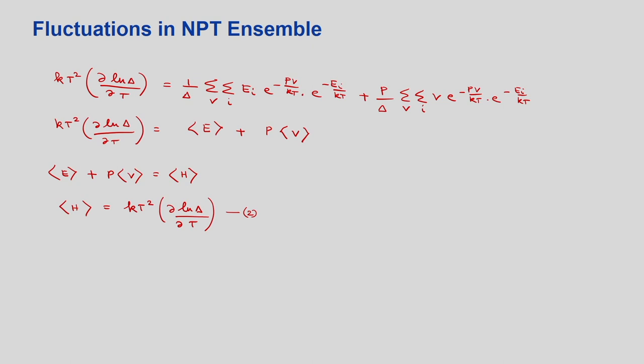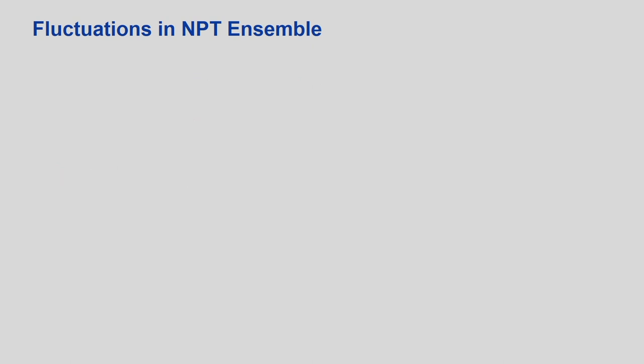Now we need to find an expression for the ensemble average of energy square. Let us see how we do that. For that we have to write the expression. What is this expression for energy square? This will be nothing but division, then double summation across V and all the energy states. Now instead of EI, it will be EI square. That's it. E to the power of minus PV by KT, e to the power of minus EI by KT. This is the expression.